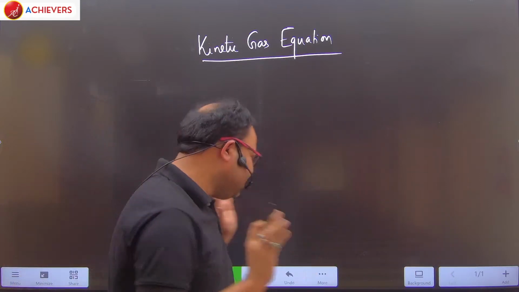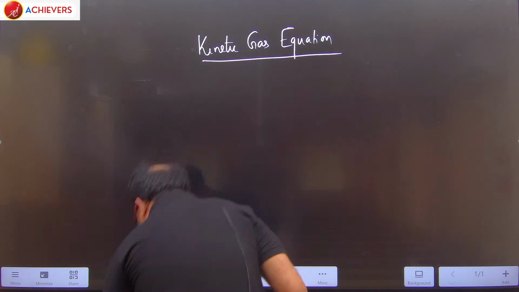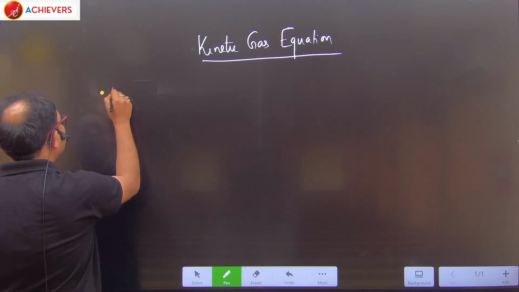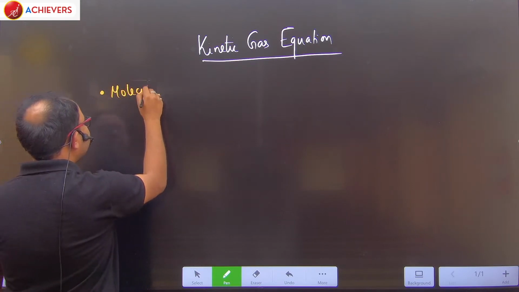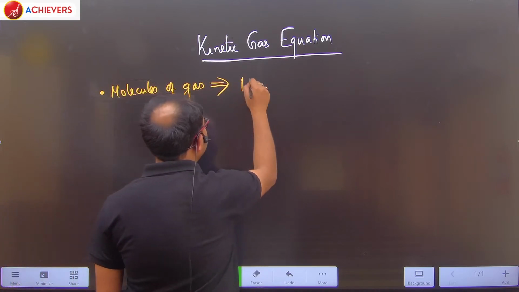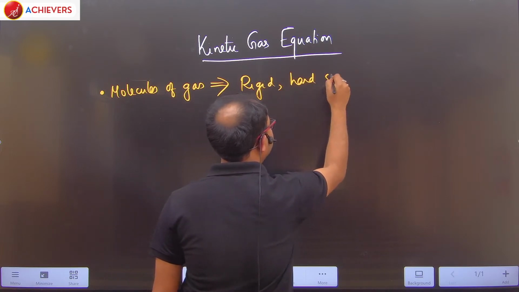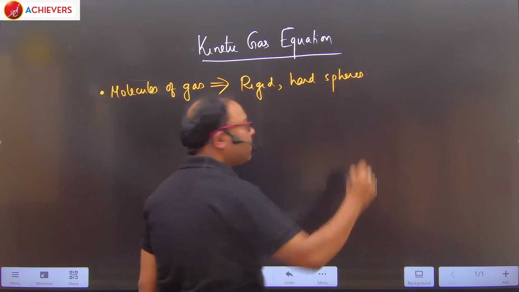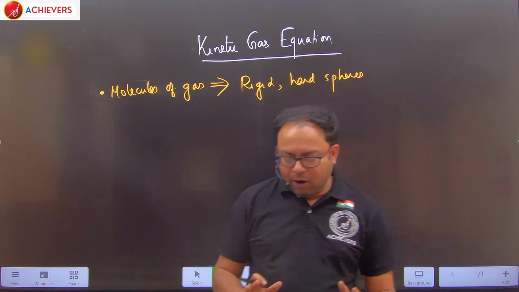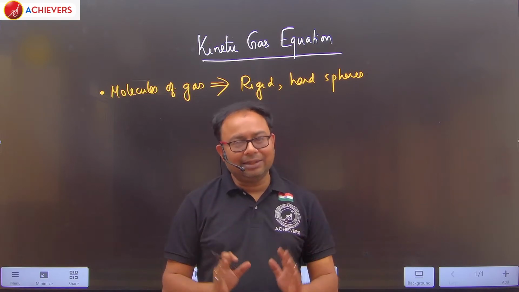Very simple. We'll consider the molecules to be rigid hard spheres. We'll consider the molecules to be molecules of gas. They are considered to be rigid hard spheres. Okay? That means the molecules cannot be deformed or polarized. Okay?